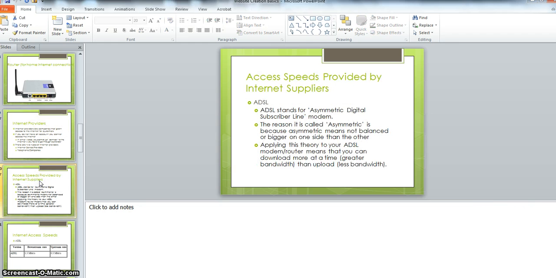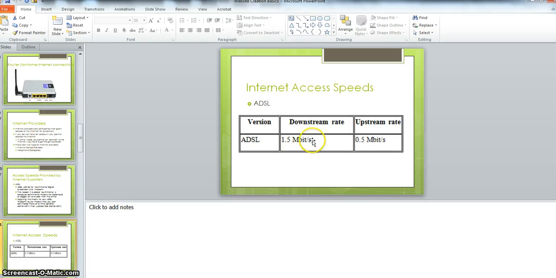Okay, so once we're connected, we have to then choose our speed that we want to connect to. And as I said before, ADSL was asymmetric digital subscriber line modem, and that's very slow, and it's not used anymore. That was the very first asymmetrical digital subscriber line. It was just called ADSL. And the download speed was 1.5 megabits, so you can see that is a lot faster than the straight modem of 56 kilobits.